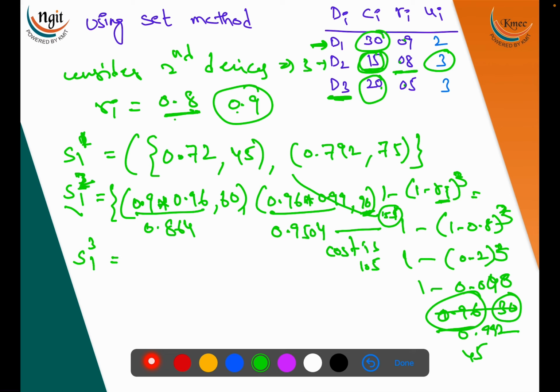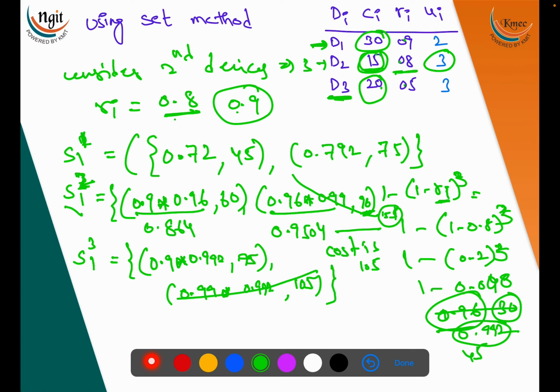Now here you have to take S1 of 3. That means we are going to take 0.9 into 0.992, comma 75 is the cost. Now 0.99 into 0.992, comma 105. Again 105 you have to cut, because we have the other device which is already there in this problem. So $20 you have to keep in your hand. If you spend 105 over here, you can't get this item into your solution set. So obviously this is not required in the solution.